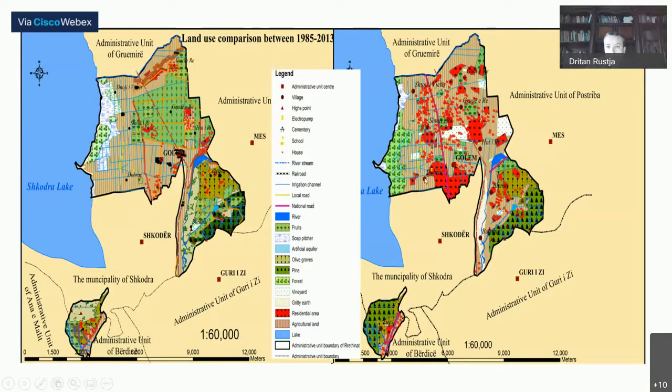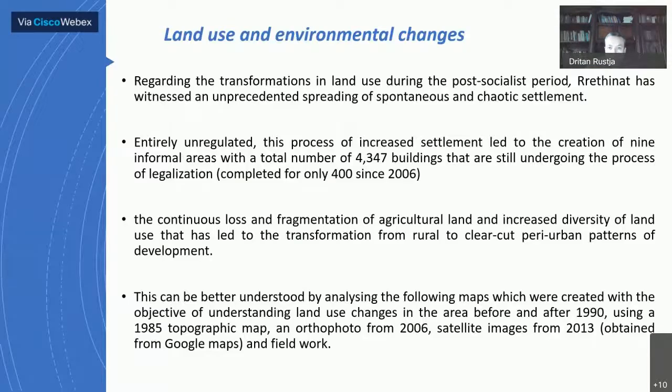So we can say that we have more than 4,000 new informal settlements that were created after the 90s in this area. And most of them were created, actually, the people settled, and these residential areas were created, mostly on previously agricultural land. So these land use transformations show us the transformation that the area has experienced after the 90s.